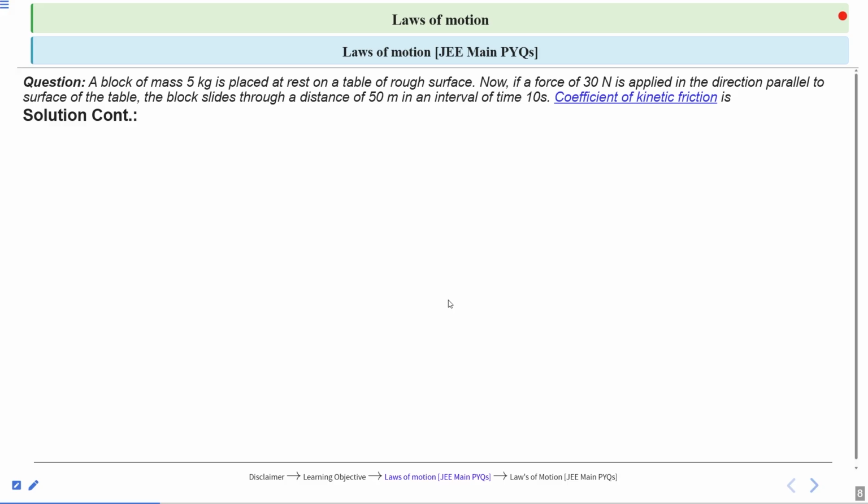Using the value of acceleration, we have a equal to minus 10 mu. This is the acceleration of the block. So using the second equation of motion, that is S is equal to ut plus half at square. This is the very important relation. In the second equation of motion, S is the displacement, u initial velocity, t time, a acceleration.